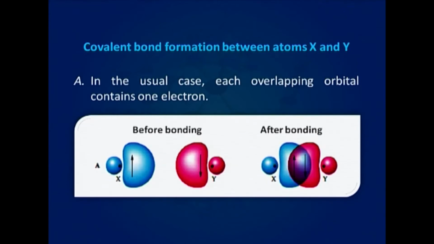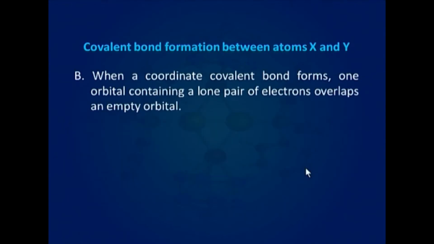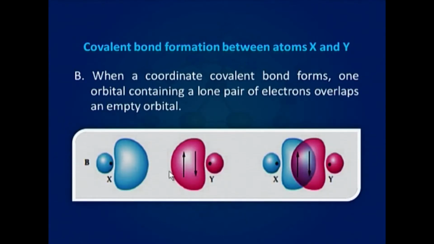Here you can see, in the usual case, each overlapping orbital contains one electron and a covalent bond is formed. When a coordinate covalent bond forms, one orbital contains a lone pair of electrons and it overlaps with an empty orbital, and here is the coordinate bond formation. The valence bond theory was fairly successful in explaining qualitatively the geometry and magnetic behavior of the complexes. But there are some limitations of valence bond theory.